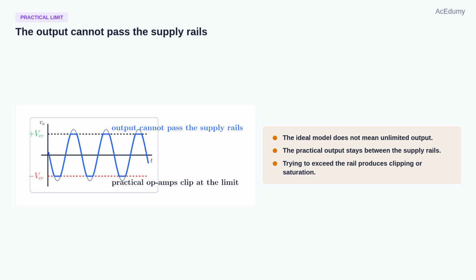The ideal model is a tool, not a real power supply. In a practical op-amp, the output voltage cannot become larger than the supply rails. If the op-amp is powered from plus VCC and minus VCC, then the output is limited to that range. When the requested output tries to go beyond the rail, the waveform clips. So when we analyze op-amp circuits, we first use the ideal rules, but we also remember that the final output must stay inside the available supply range.